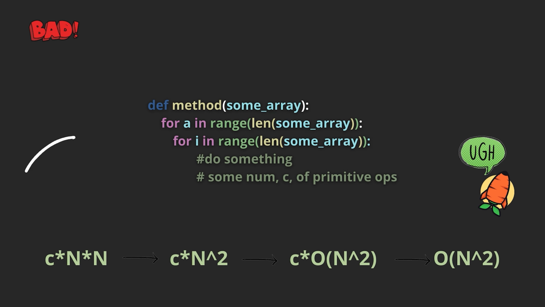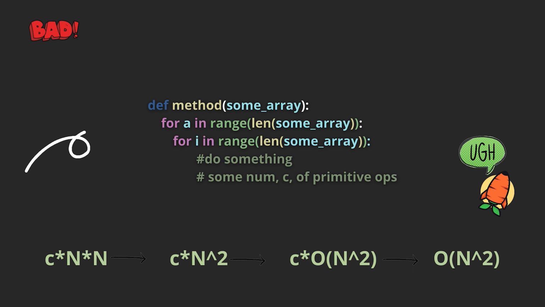We have a method that takes some array and performs 2 nested for loops over the elements of this array. Within the body of the nested for loop, we perform some number c of primitive operations. Given the size of this array is n, we have c times n, where the two n's are representing the number of indexes that are performed within the for loops, and c represents the number of primitive operations within the body of the nested for loop.